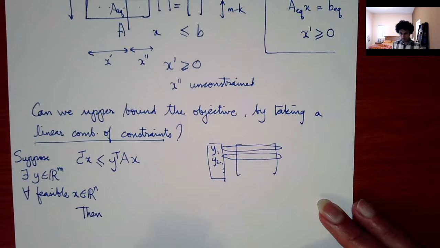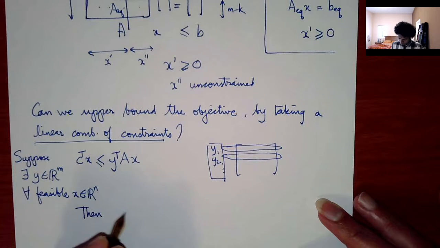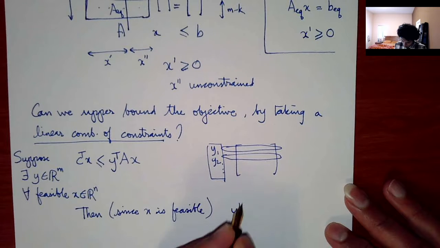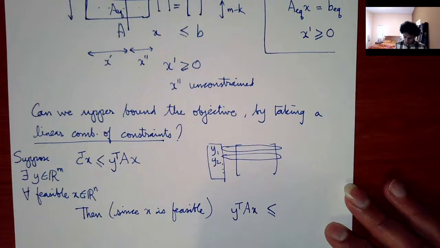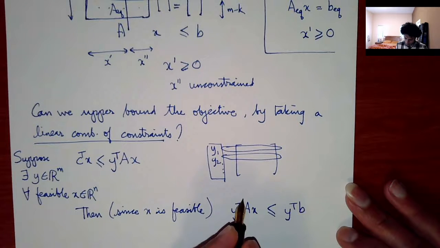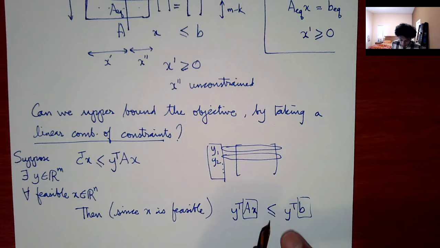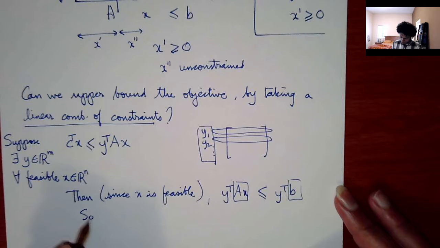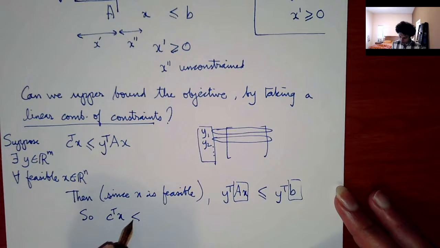Then, since X is feasible, Y transpose Ax is at most Y transpose B, because Ax is at most B. Now you have to be careful to make sure that these inequalities actually hold. I'm being sort of loose here, and I'll show you exactly how to make it hold. So C transpose X, which is the objective, is at most Y transpose B. This is an upper bound on the objective.